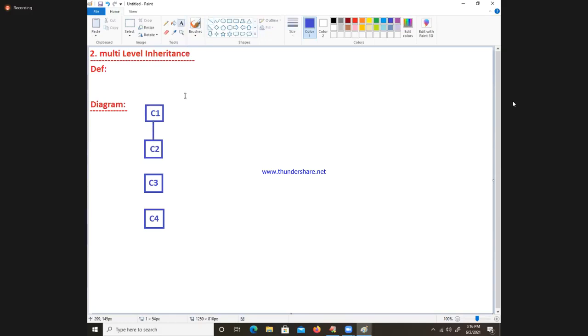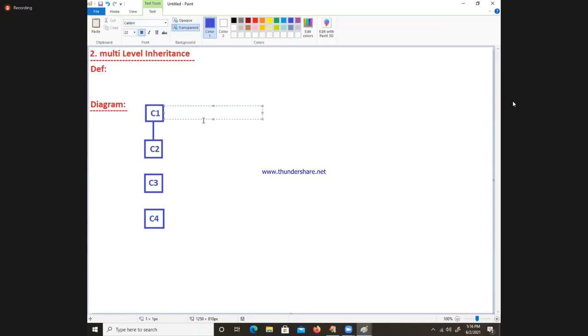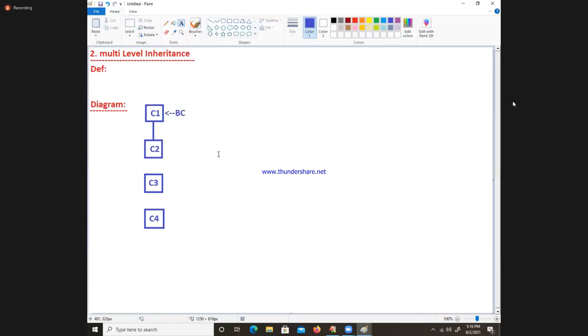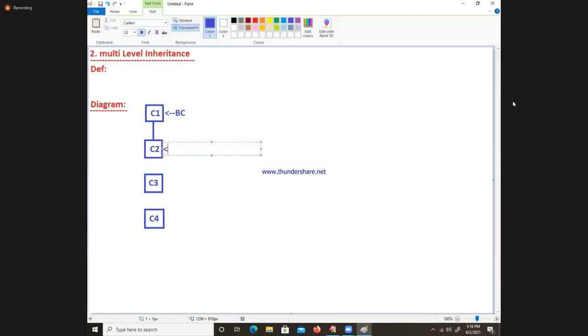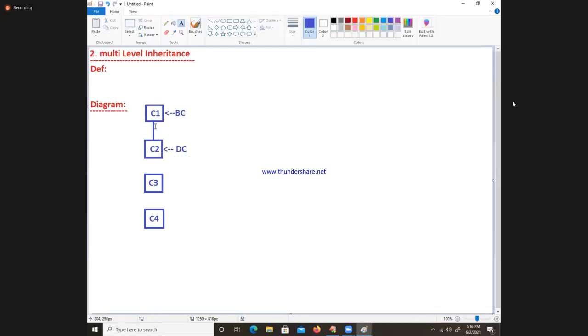Please look at that. This is called what? Base class, BC. I'm writing the shortcut BC. And what is C2? It is a derived class, right? Okay, sir. Now, forget about BC once, forget about C1 once, and see only C2 and C3.